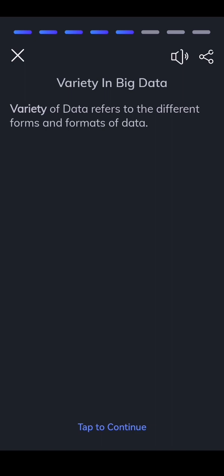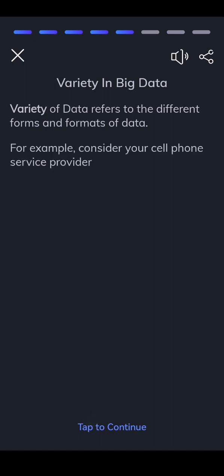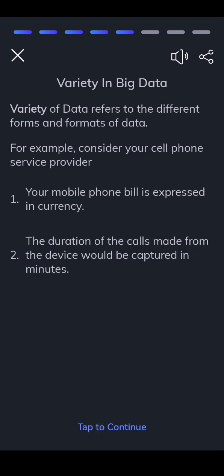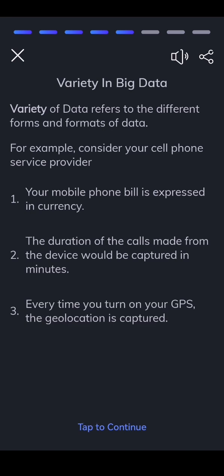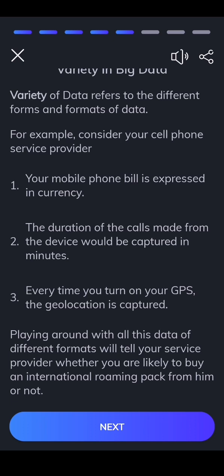Variety of data refers to the different forms and formats of data. For example, consider your cell phone service provider. Your mobile phone bill is expressed in currency. The duration of the calls made from the device would be captured in minutes. Every time you turn on your GPS, the geolocation is captured. Playing around with all this data of different formats will tell your service provider whether you are likely to buy an international roaming pack from him or not.